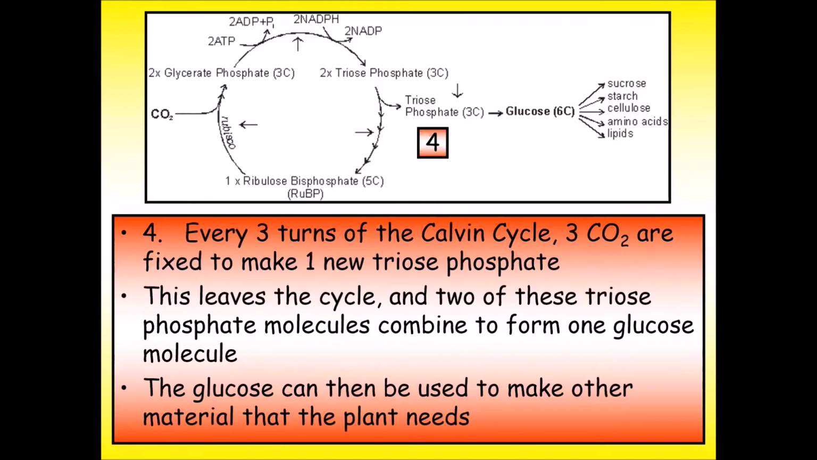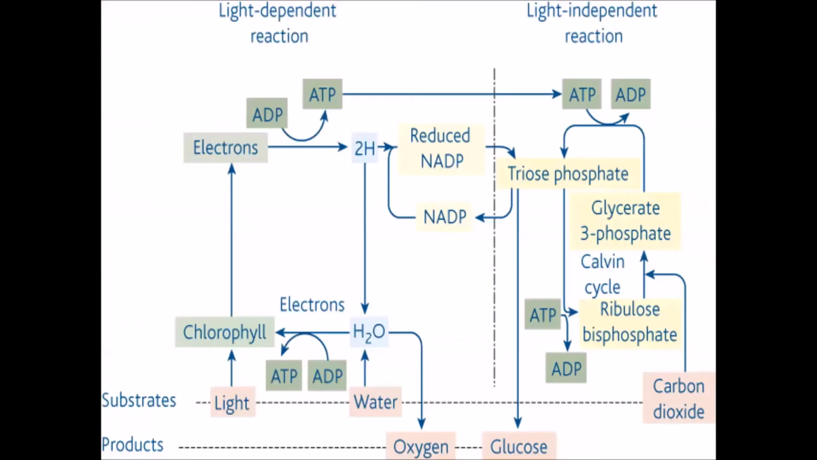So when you look at the light dependent and light independent side by side, it becomes incredibly complex. We've got the ATP being manufactured, which is then going to go and convert the GP to TP. We've got the reduced NADP, which is being synthesized, which is going to help with the conversion of GP to TP. Also, that ATP can be used to regenerate RuBP. So there's an awful lot going on. It's best if you view them separately and then try and link them together afterwards.